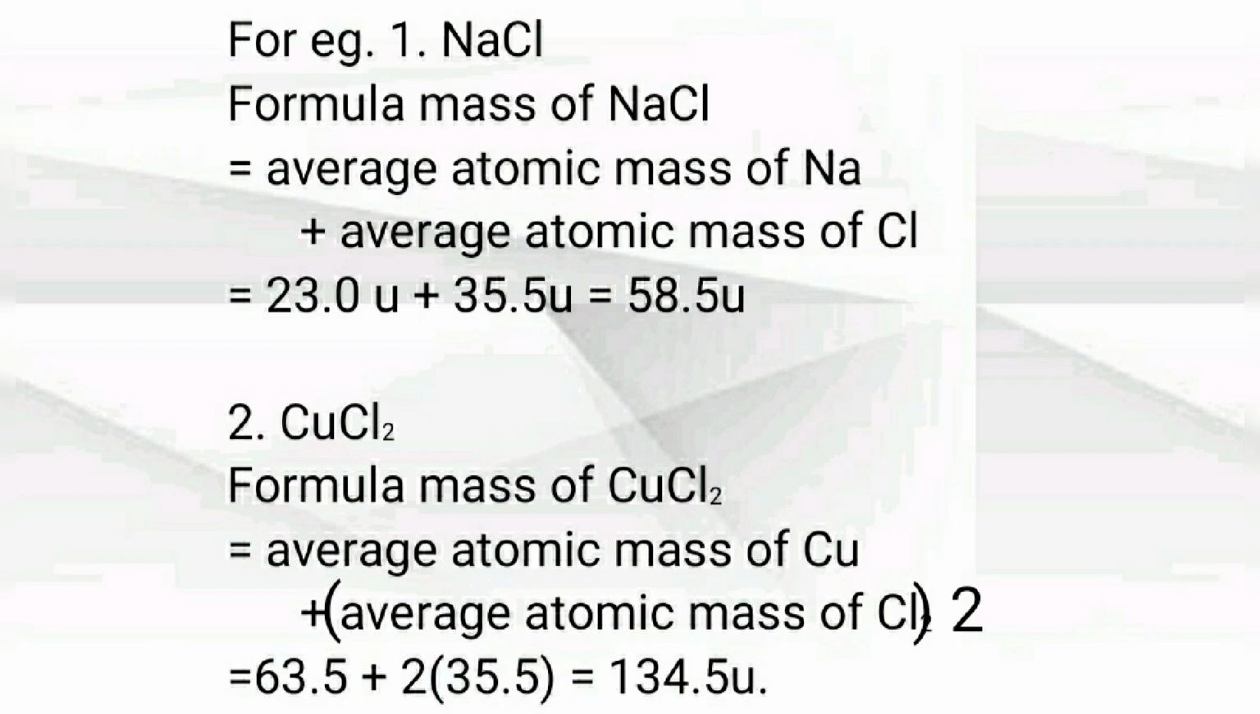Other example, copper chloride, CuCl2. Here one copper is present, so the average atomic mass of copper plus 2 times the average atomic mass of chlorine, that is 63.5 plus 2 into 35.5. Resultant will be 134.5 unit.